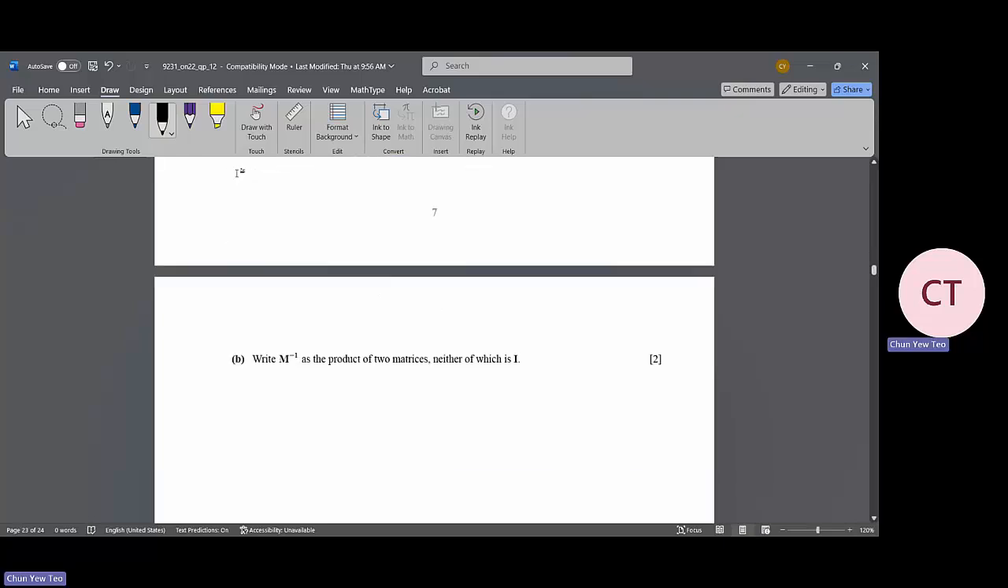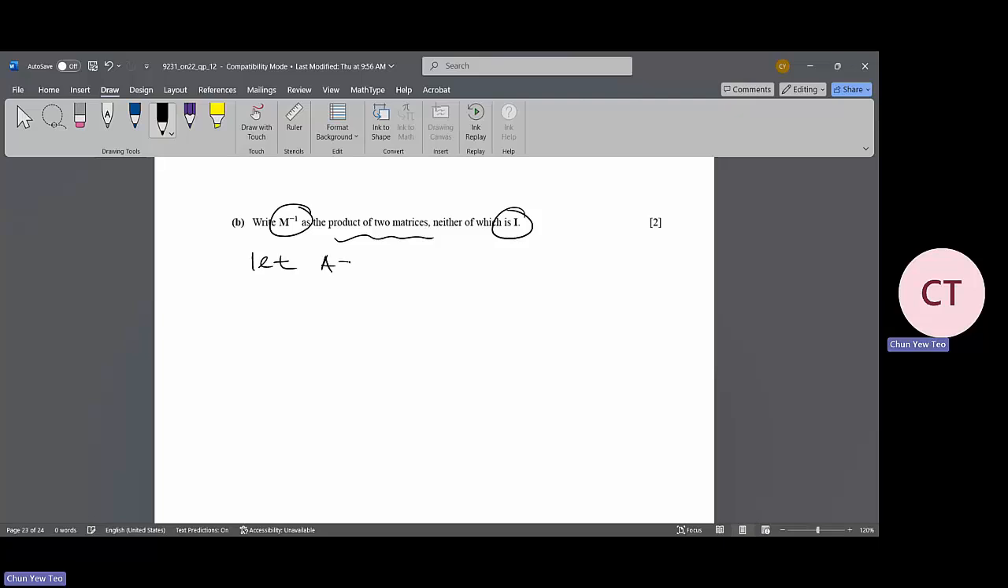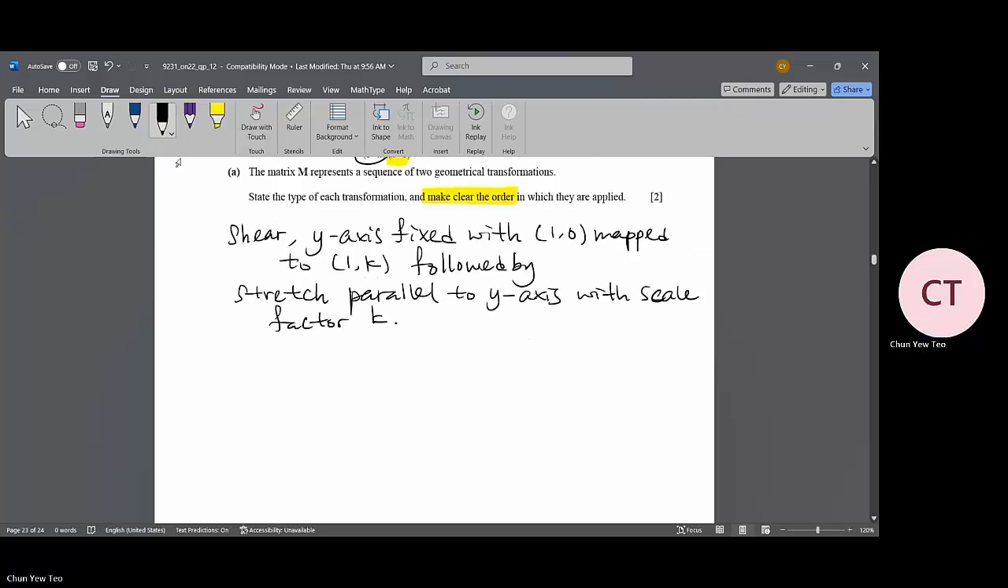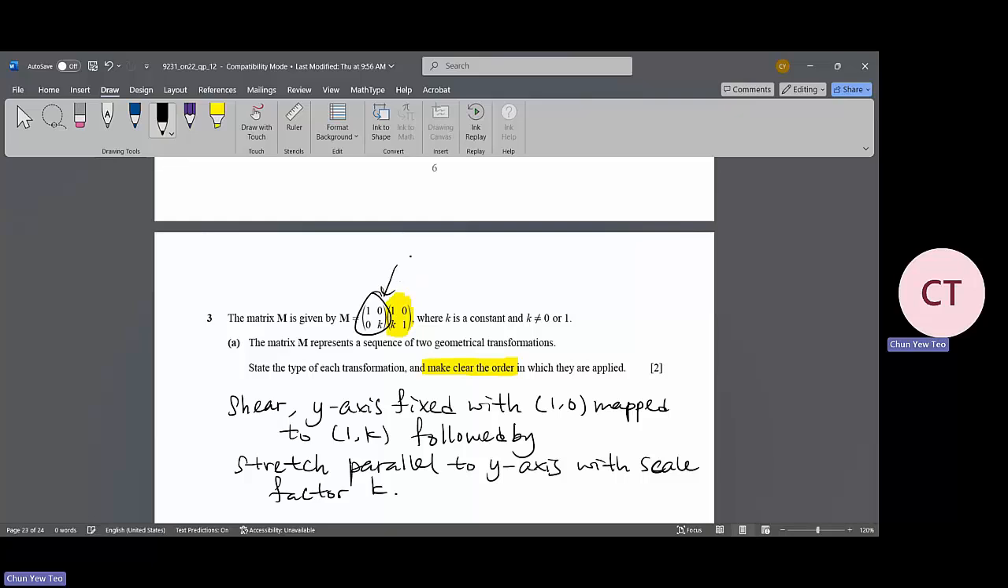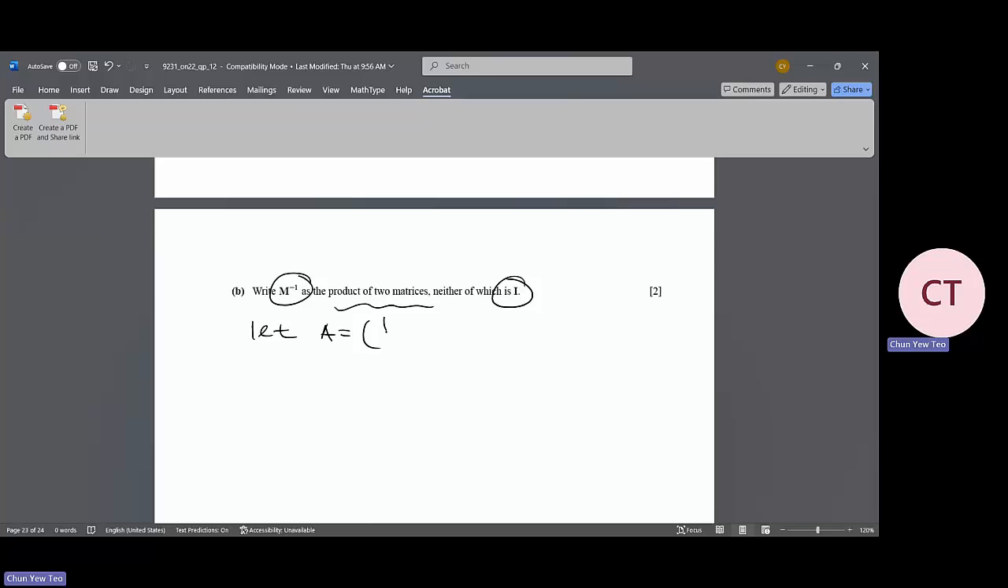So now we go for B. Write the M inverse as a product of two matrices, and neither of them is an identity. Okay, so over here we just let this one call A and this one call B. So A is 1 0 0 K. Then B is 1 K 0 1. So I want to find the A inverse. A inverse is 1 over K. These two swap.